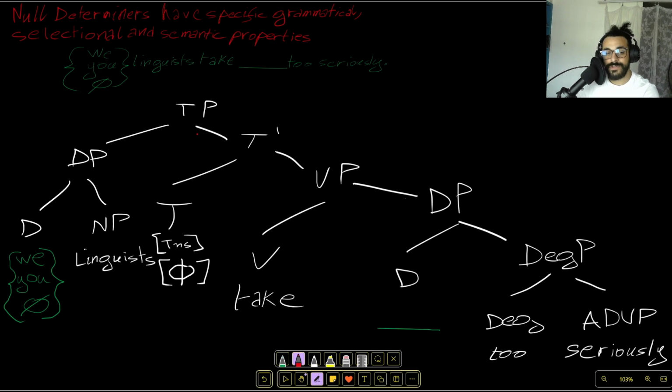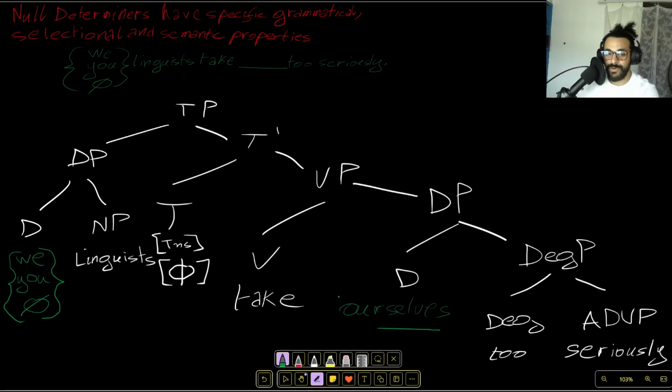We move on to the spec of the TP. The spec of TP is a DP headed by the NP "linguists" and the D, "we" or "you" or null. Now if we choose "we", what do you think would be the appropriate thing to put here? "We linguists take blank too seriously." If you've been following, you would say that the appropriate reflexive pronoun to put here would be "ourselves".